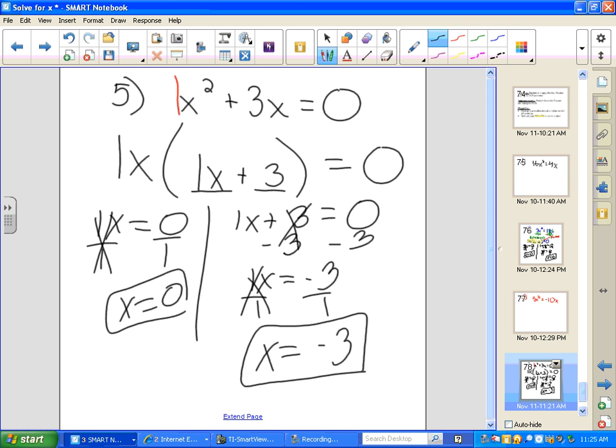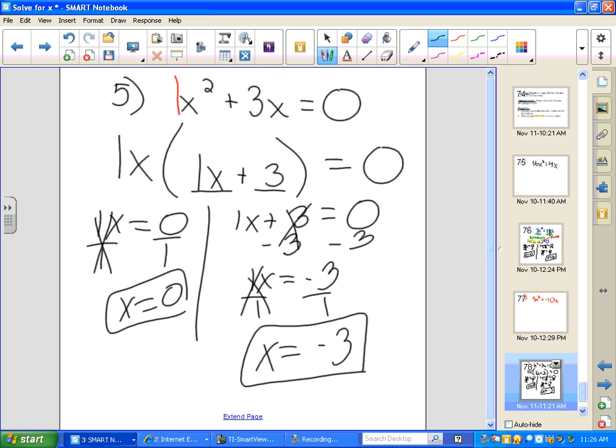Remember, this applies the zero product property, which says one or both answers have to be 0, because something times something is 0. One of these, and I'm referring to these when I say that, one of those has to be 0 or both for this product to be 0. Questions on 5? Okay.